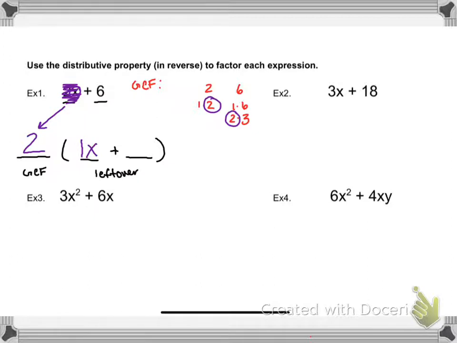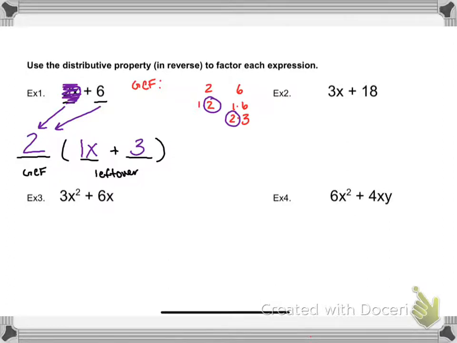It makes me feel good, and it's not going to distract me when I pull it out of the next term, okay? So now I'm dealing with positive 6. If I pull a 2 out of 6, I'm dividing. I'm going opposite of distributive property. So 6 divided by 2 is going to give me 3. 3 is what's left over. Okay, that is my answer.